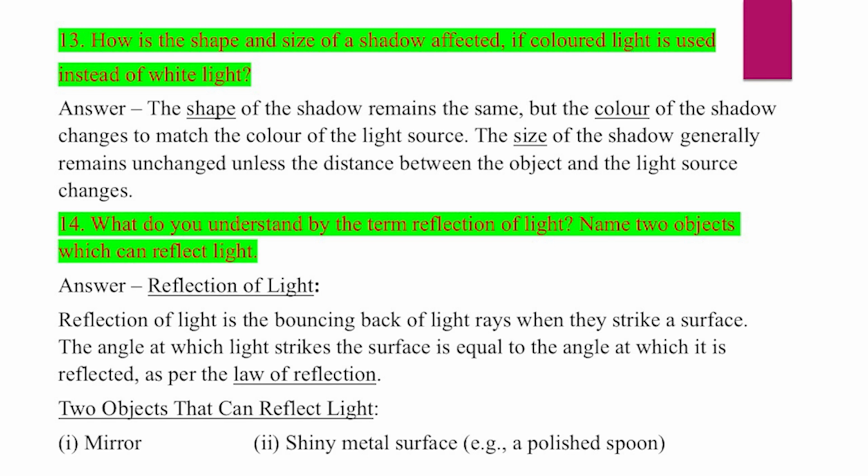14. What do you understand by the term reflection of light? Name 2 objects which can reflect light. Answer. Reflection of light. Reflection of light is the bouncing back of light rays when they strike a surface. The angle at which light strikes the surface is equal to the angle at which it is reflected as per the law of reflection. 2 objects that can reflect light: 1. Mirror. 2. Shiny metal surface, example, a polished spoon.